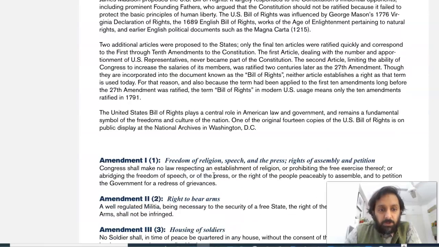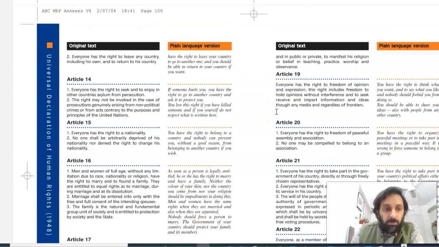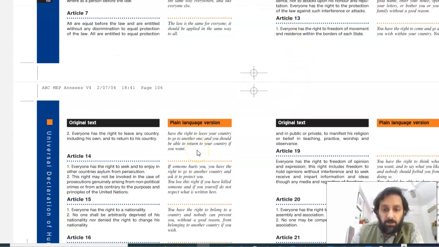The U.S. Constitution Bill of Rights dates to 1791. More recently, there's the Universal Declaration of Human Rights of 1948. This was part of the Charter of the United Nations. And you can see here, for instance, in Article 9, no one shall be subjected to arbitrary arrest, detention, or exile. A right to a fair trial in Article 10, rights to freedom of movement in Article 13. Article 19 has the right to freedom of expression and opinion.